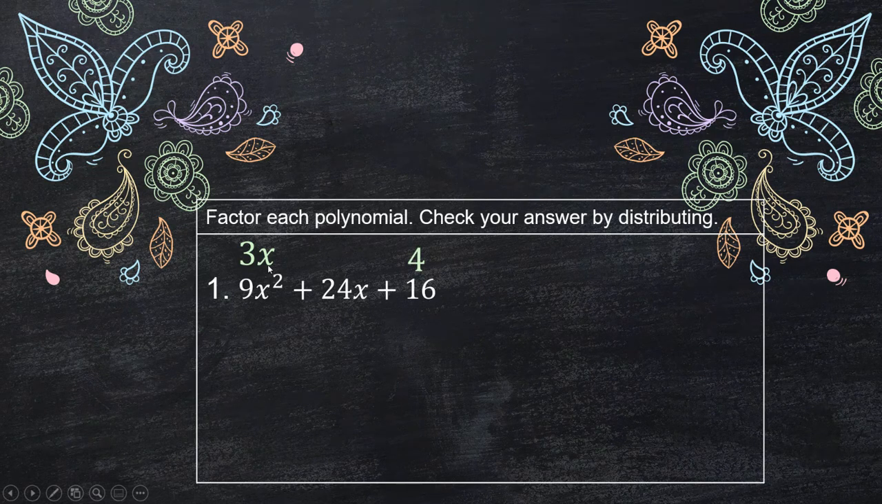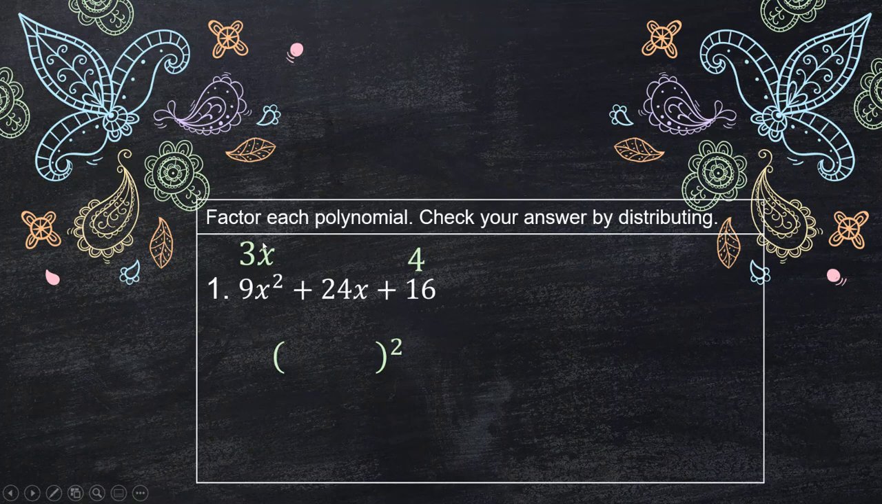Then in my mind, I multiply these together. 3x times 4 would give me 12x, and then I double that. So 12x times 2 is 24x. If I can multiply these together and double it, and I get the middle term, then I know it's a perfect square trinomial, which means I know it factors into the square of a binomial. So this is how we use our shortcut.